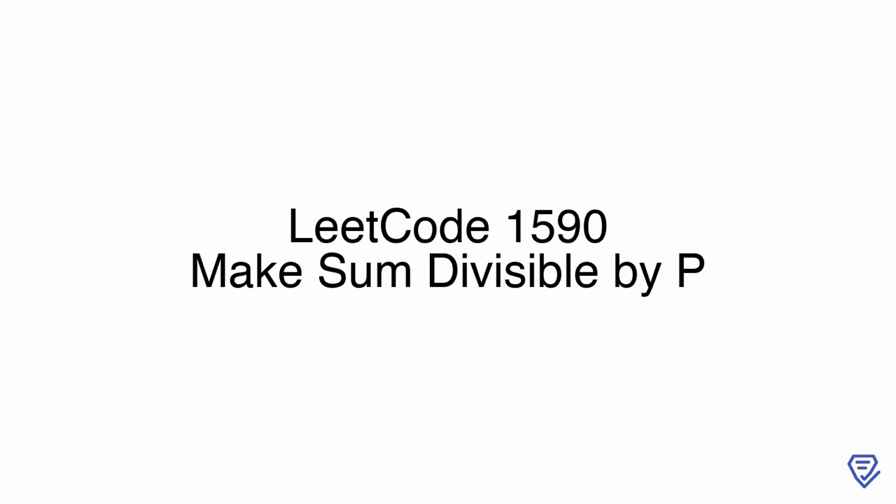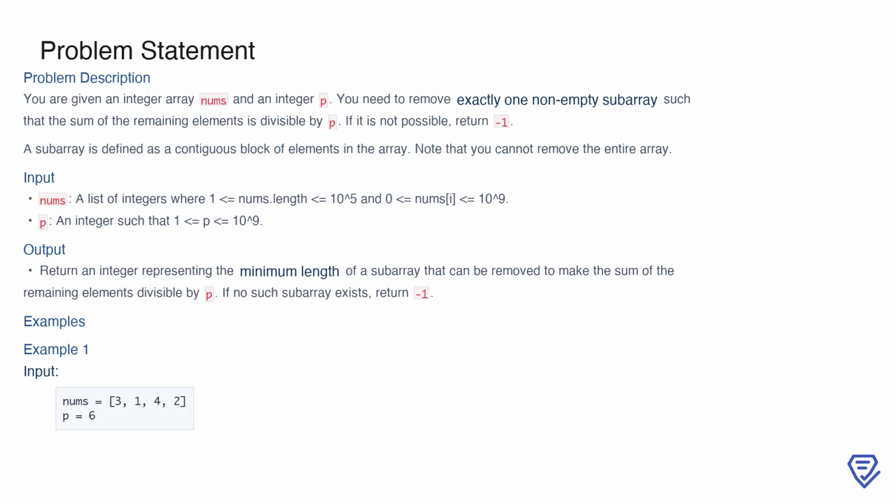Let's dive in. The problem asks us to work with an integer array nums and an integer p. Our goal is to remove exactly one non-empty subarray from nums, such that the sum of the remaining elements in the array becomes divisible by p. If this is not possible, we should return -1. A subarray here is defined as a contiguous sequence of elements within the array, and it's important to note that we cannot remove the entire array.